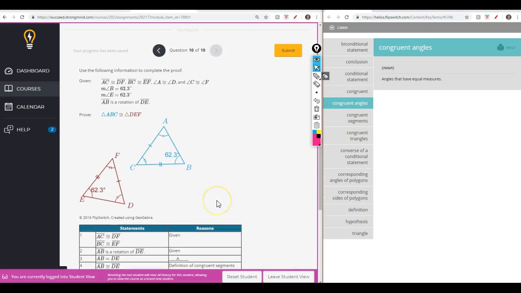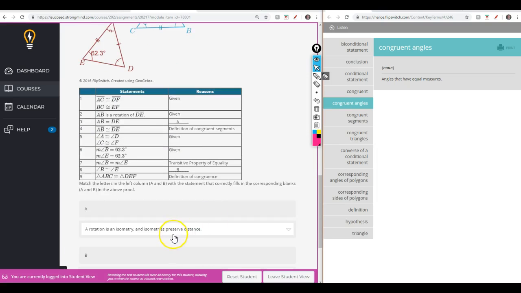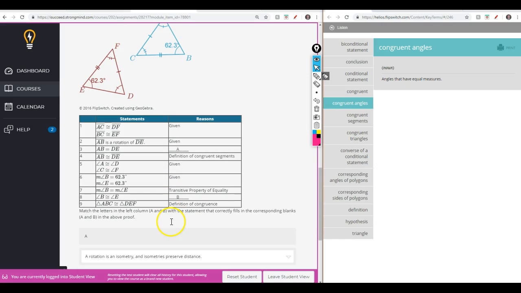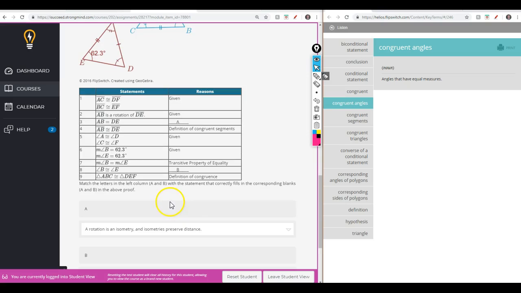So that is how I would break down this proof, and you could copy it, take notes if you wanted on it so that you could refer back to it when you hit the checkpoint.